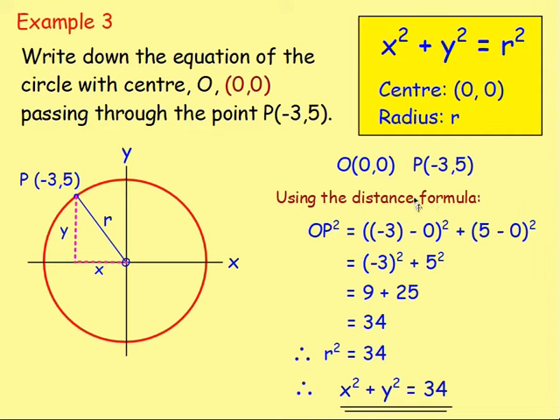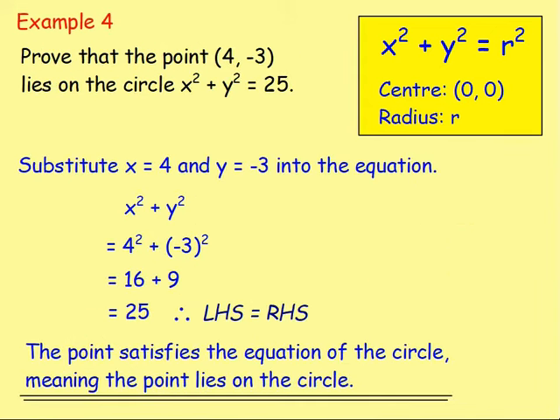This one here, again, we were writing down the equation of the circle. The centre was 0, 0, and it was passing through this point. Again, because the centre is 0, 0, we know it would be x squared add y squared, but we'd have to work out what r squared is. So we need the length of the radius squared. And to do that, you could just use your distance formula, or just use Pythagoras to work that out.